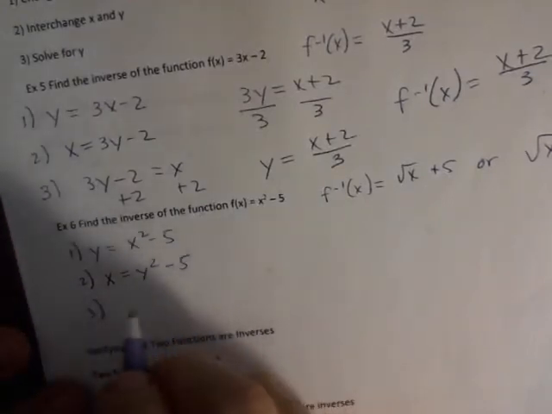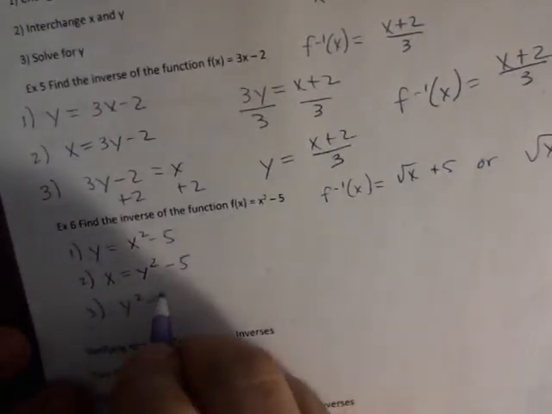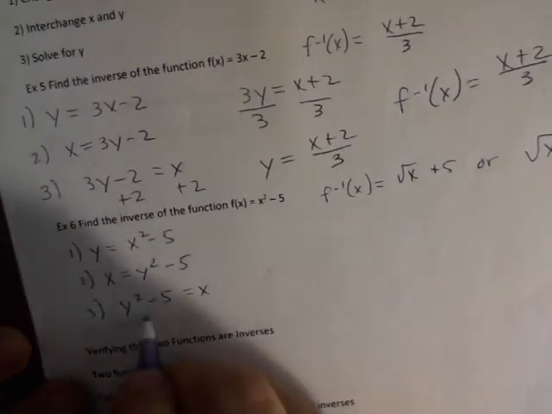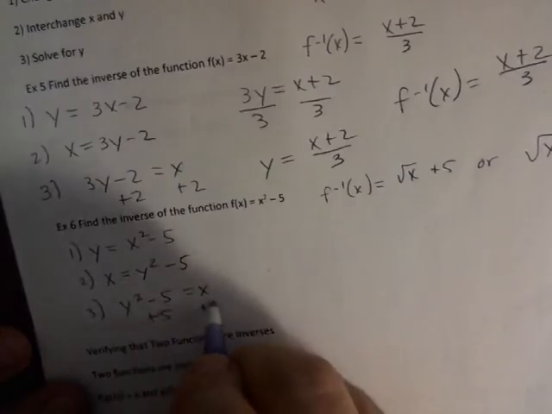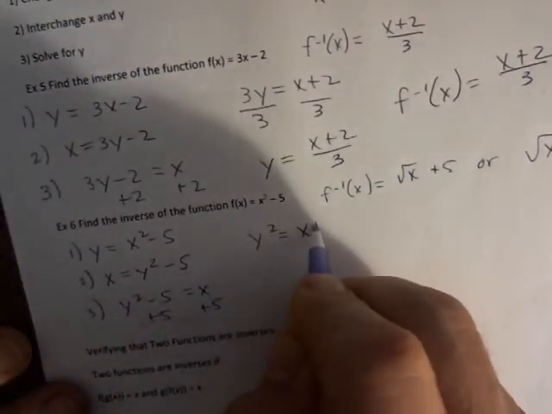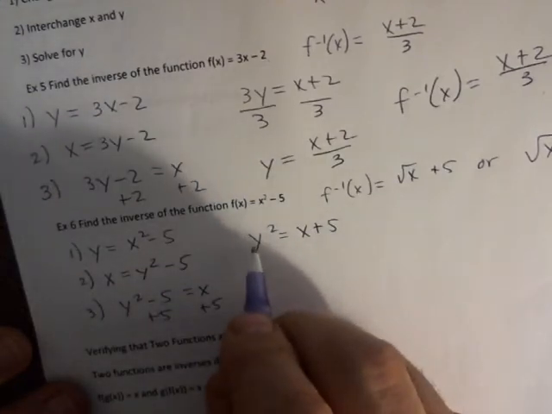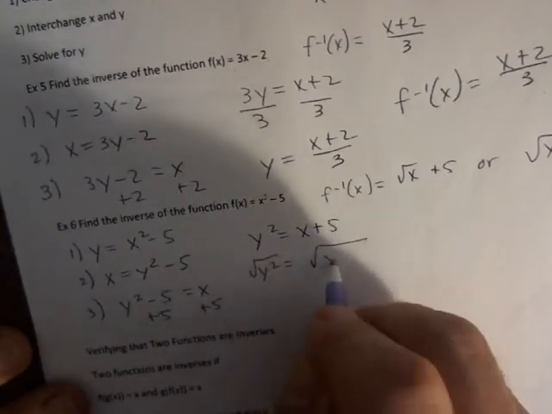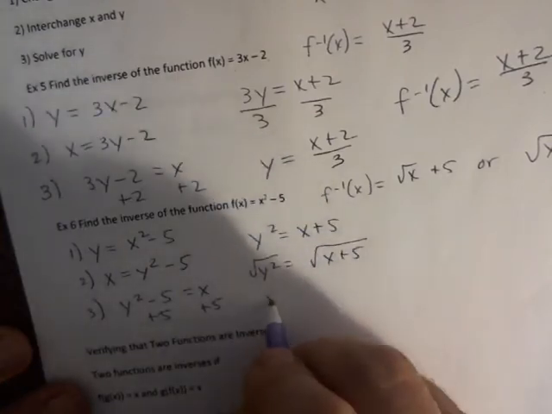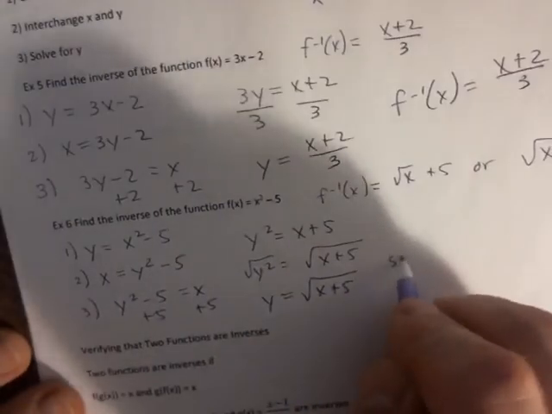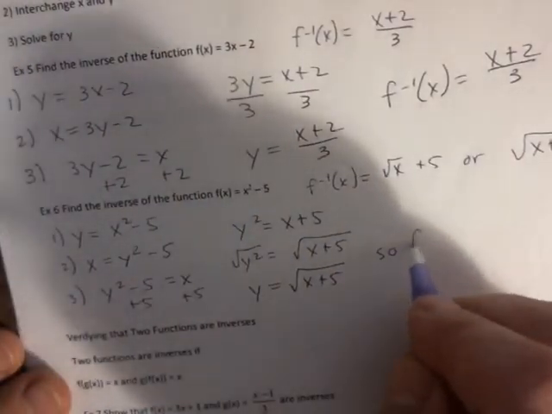Now I'm going to solve for y. So I'm going to go ahead and flip-flop my sides. I'm going to add 5 to both sides. And then to get y by itself, I've got to do the square root of both sides. So the inverse was our second choice up top here.